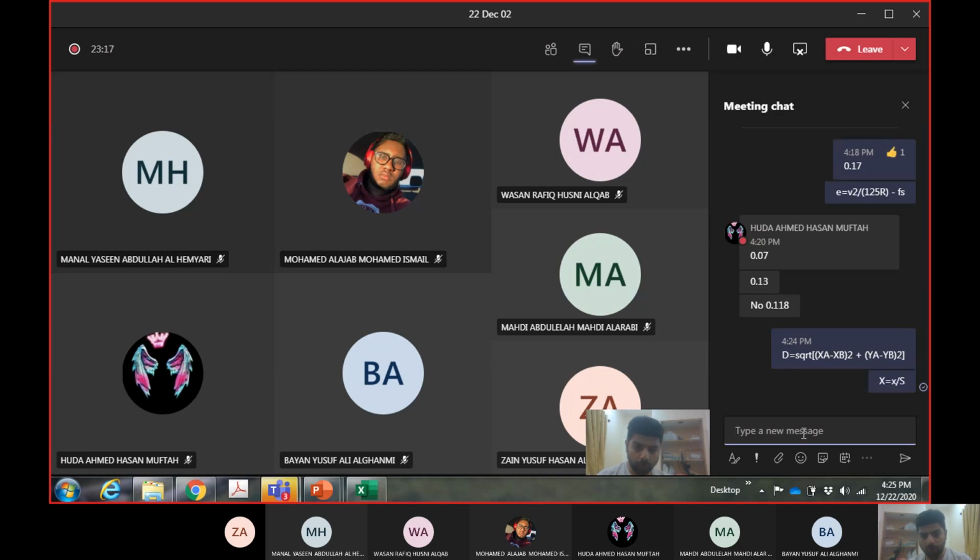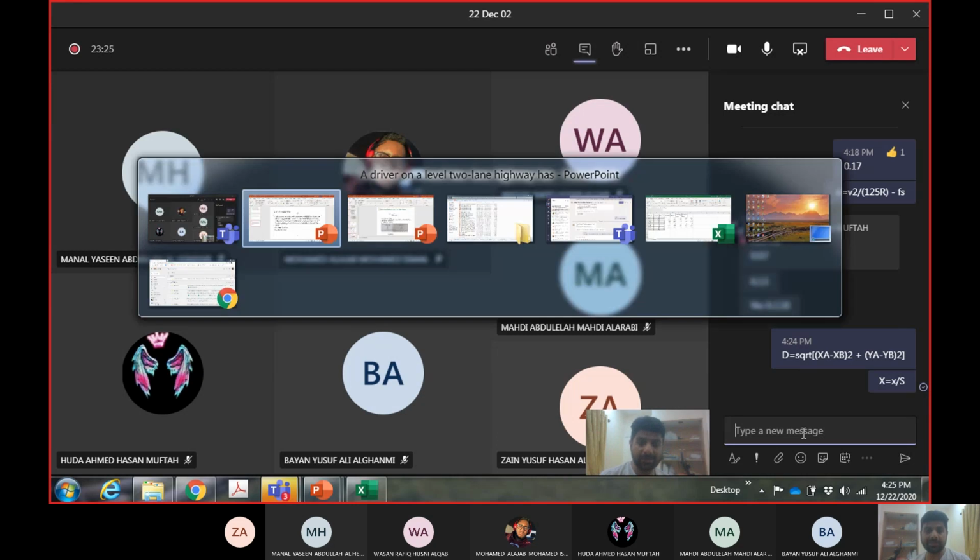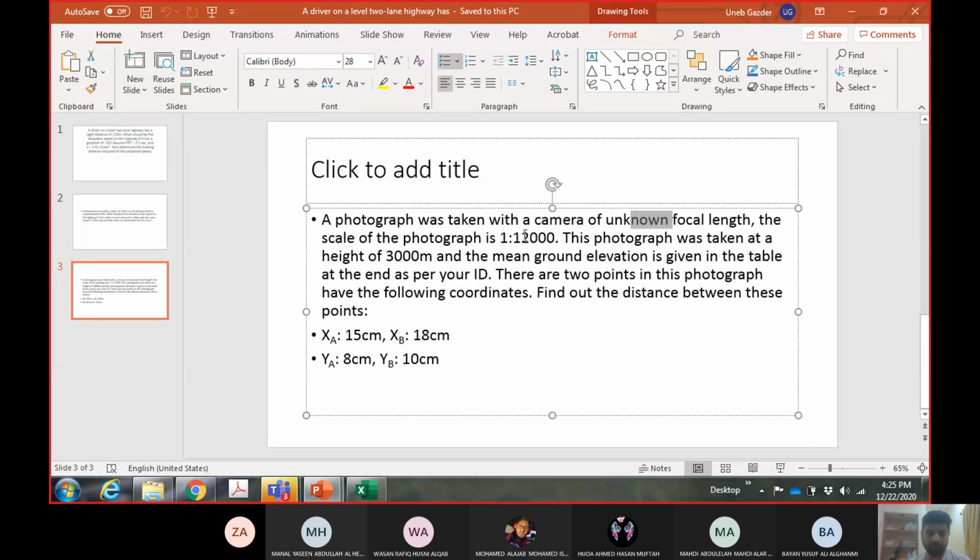Okay, sorry, the photo coordinates upon scale. Photo coordinates are given, and the scale is given, so you can divide it. The scale is given as 1 upon 12,000. So now 1 upon 12,000, when you divide it, you will multiply it.